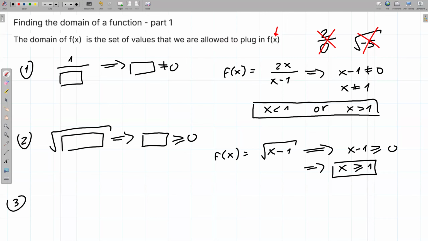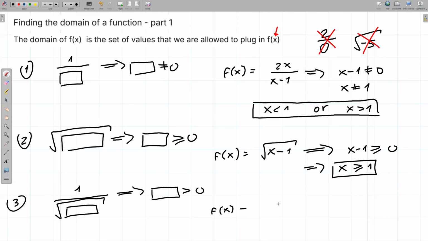So what happens if we have a term which is in the denominator and inside a square root? Then this term should be greater or equal to 0, but not 0. So it's strictly greater than 0. If our f of x is, let's say, 2x squared plus 1 over the square root of x minus 1, then x minus 1, this term, should be strictly greater than 0. x must be greater than 1.